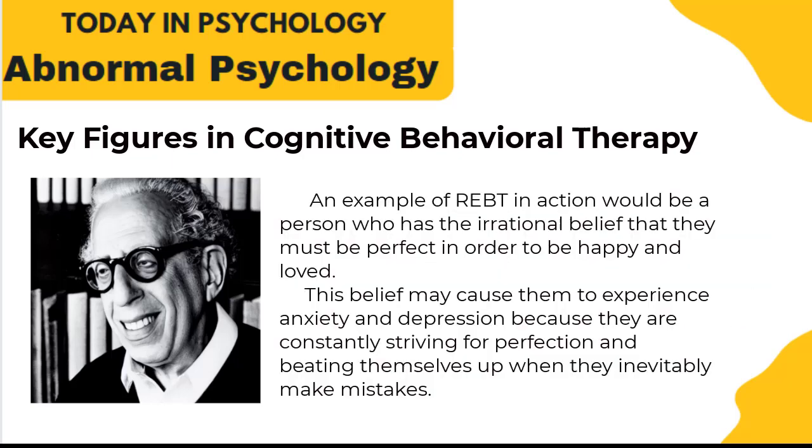An example of REBT in action would be a person who has the irrational belief that they must be perfect in order to be happy and loved. This belief may cause them to experience anxiety and depression because they are constantly striving for perfection and beating themselves up when they inevitably make mistakes.